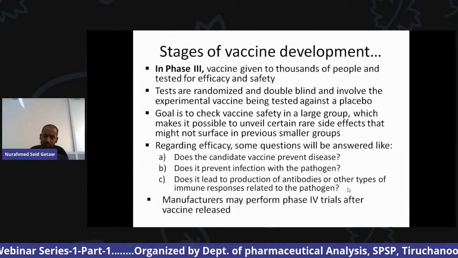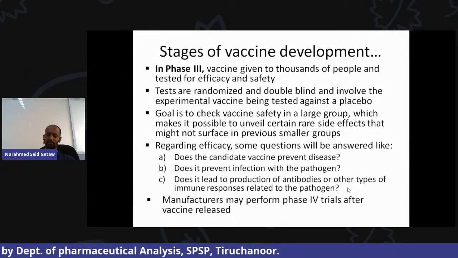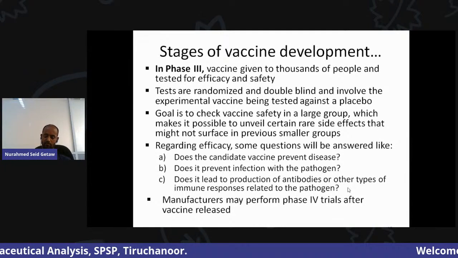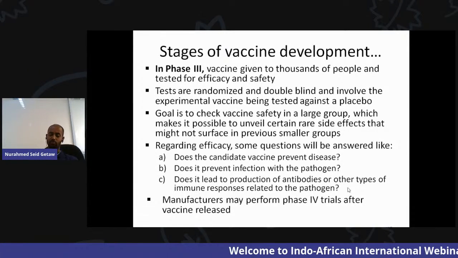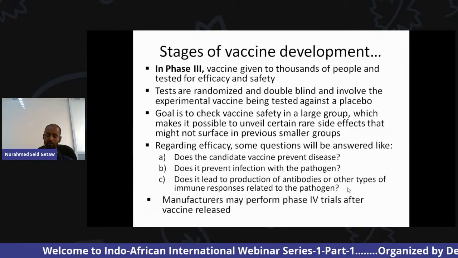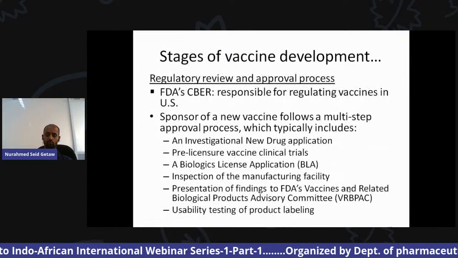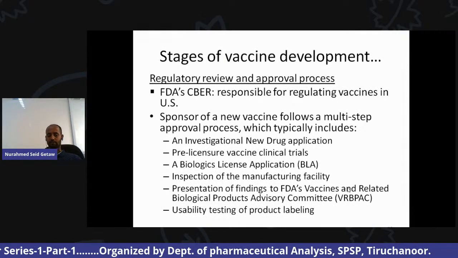And not always, but sometimes phase 4 clinical trials are also conducted by the manufacturers. So this is a lifetime responsibility as long as the vaccine is in the market, and that manufacturer will keep on researching the vaccine even after it is on the market.